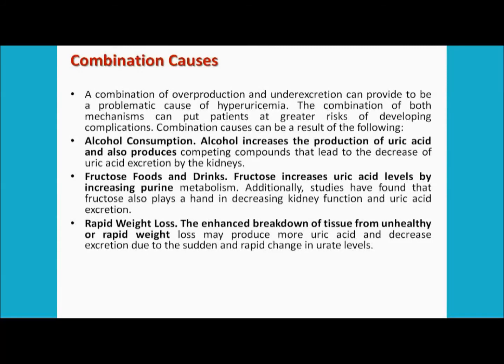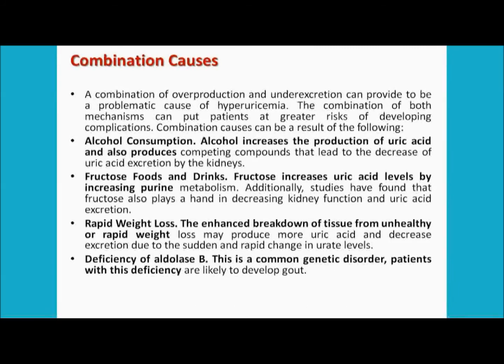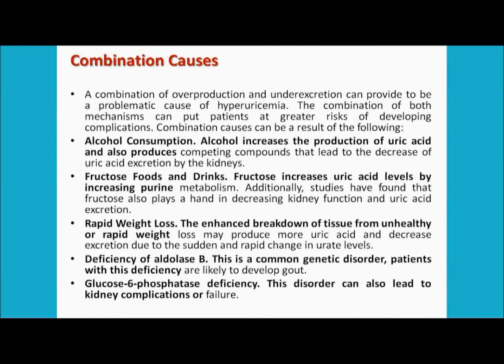The next condition is the deficiency of the enzyme aldolase B. This is a common genetic disorder found in patients, right? Patients with such a deficiency of aldolase B enzyme are likely to develop gout. Next one is glucose 6-phosphate deficiency. If the patient is deficient in glucose 6-phosphate, he can also develop kidney complications or sometimes kidney failure.